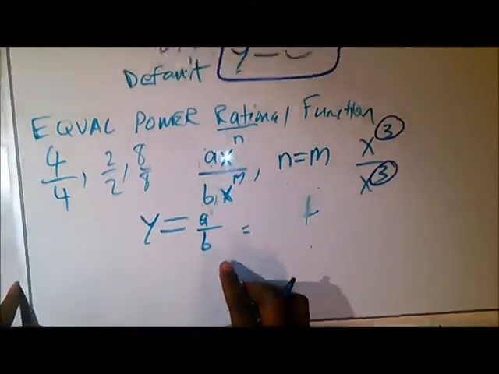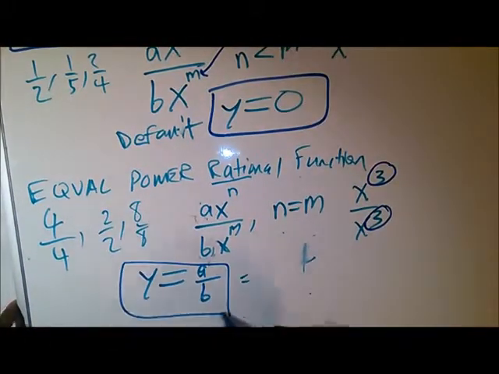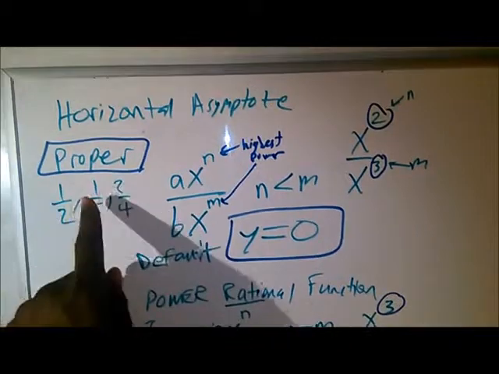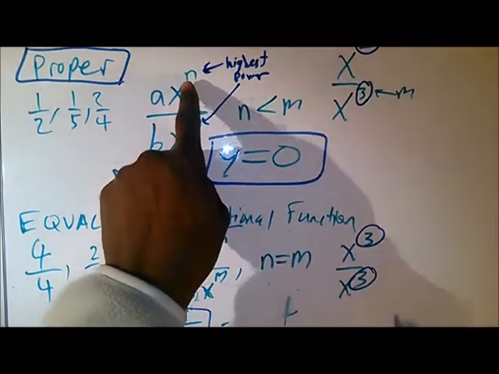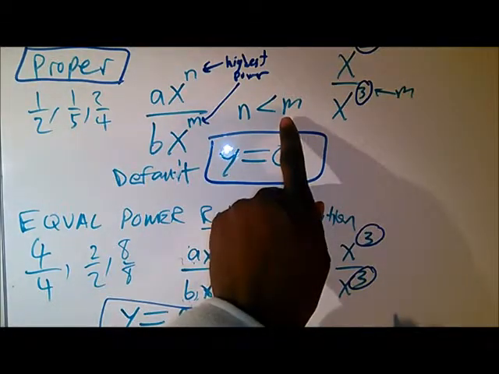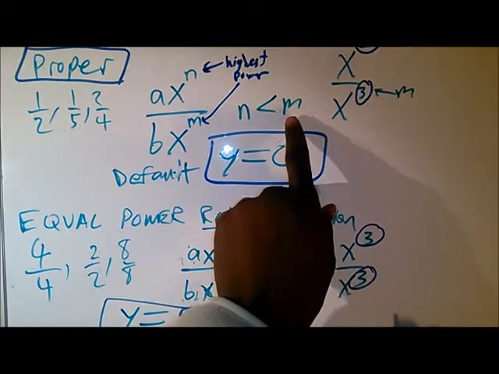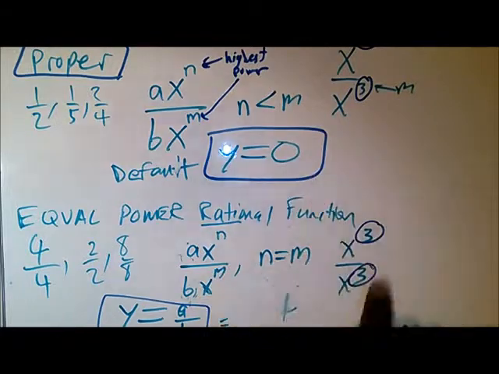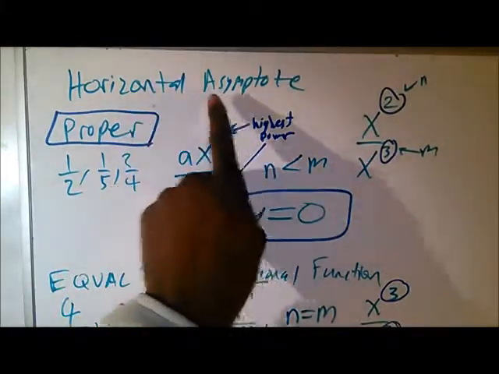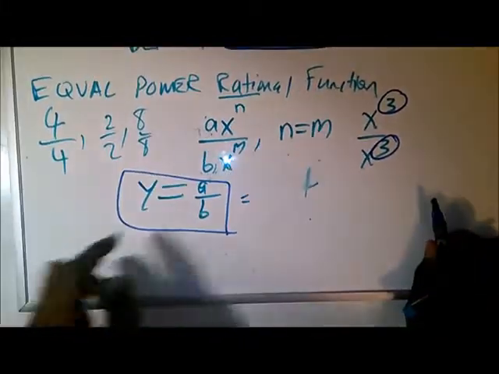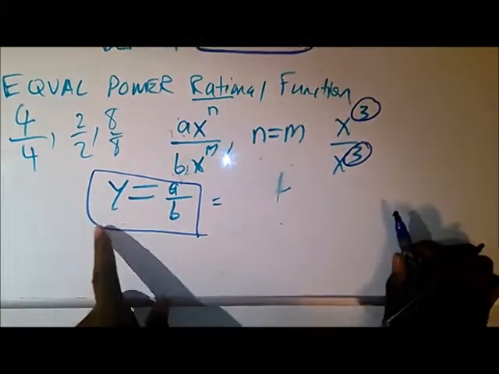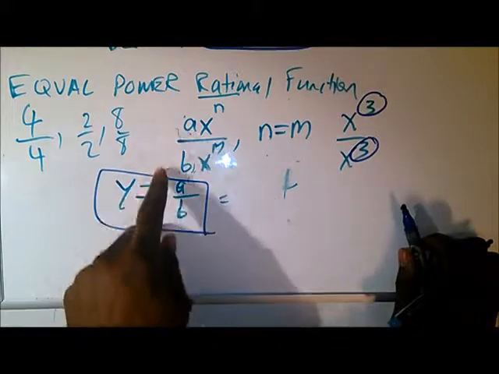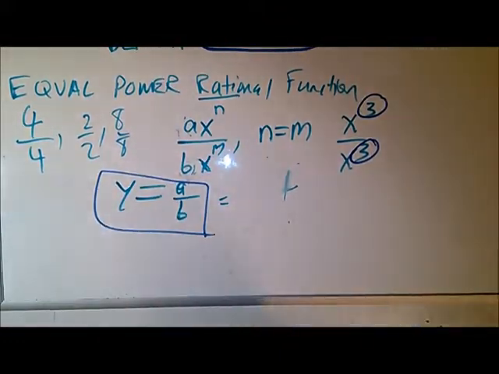That will be your horizontal asymptote, right? That's your horizontal asymptote. So first one, proper rational function, where n, the top power, is less than the bottom power, y is equal to 0 is your horizontal asymptote. Equal powers, n is the same as m, like this. Then you'll take your coefficients and divide them. y will be equal to a divided by b, right?